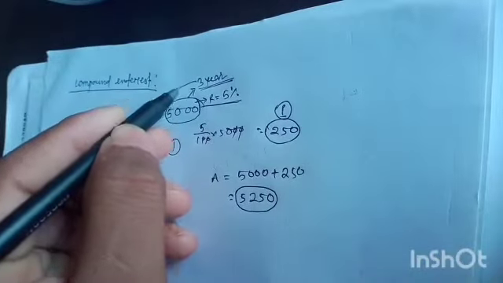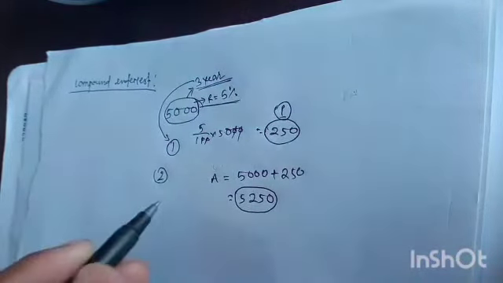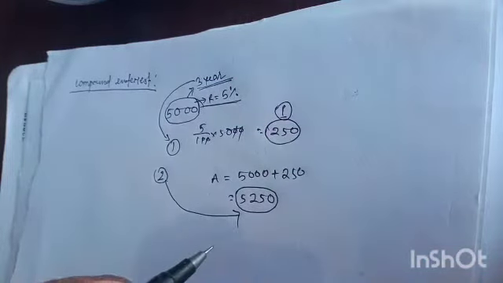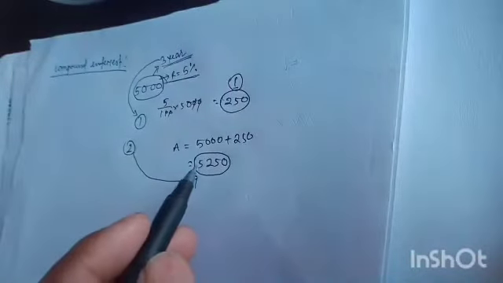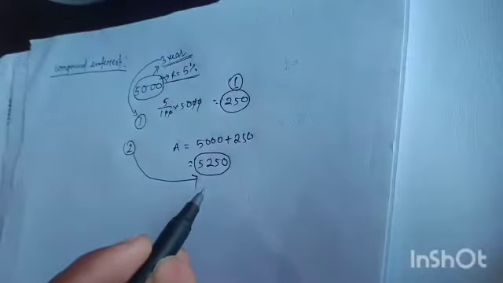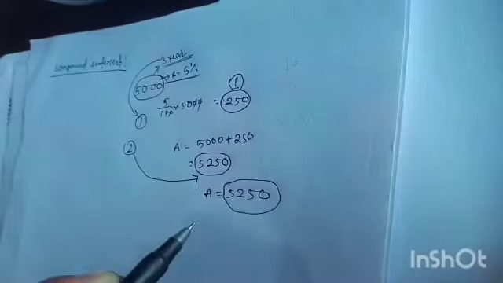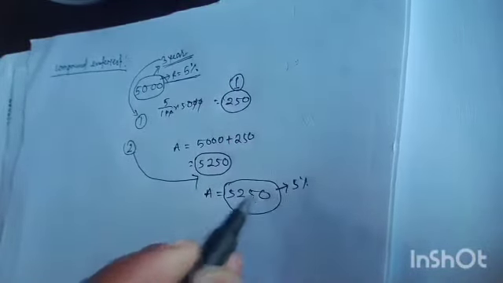That means 1 year is gone, so 2 years are left. For the second year, the interest has to be paid on this amount. The second year amount will be 5,250. Understood? So here we have to take the 5% on this amount.